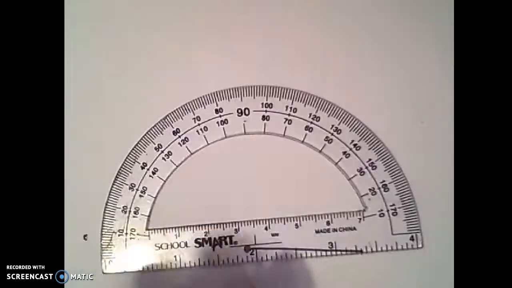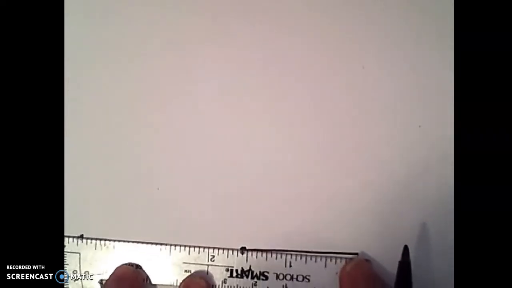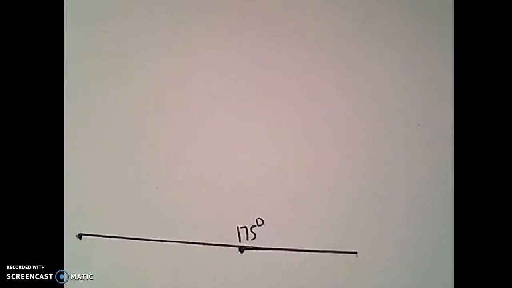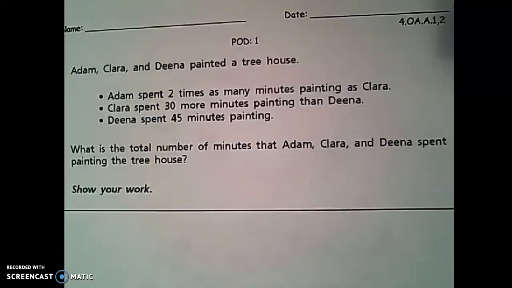And now we're going to remove our protractor and we're going to play a game of connect the dots. So let's go ahead and connect the dots. Okay, and yep, pretty obtuse, almost like a straight line. I'm going to label that this is 175 degrees.